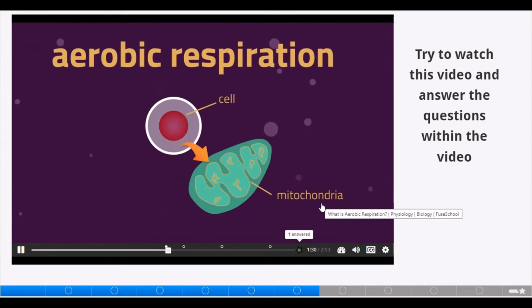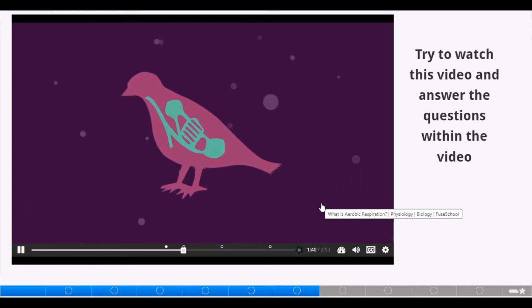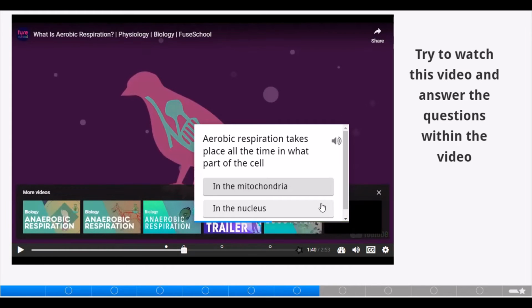Aerobic respiration happens all the time in all cells, usually in the mitochondria. Animals get the oxygen needed from the air through their ventilation systems. Okay, we have another question. It says aerobic respiration takes place all the time in what part of the cell? It'll be the mitochondria.